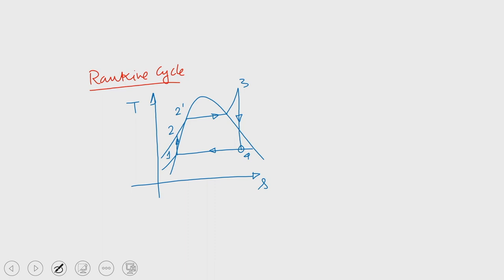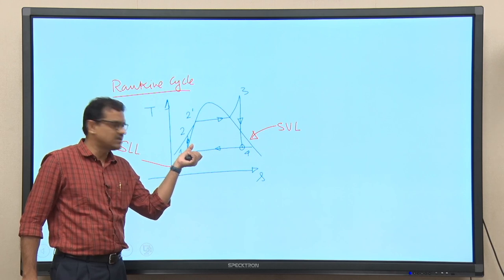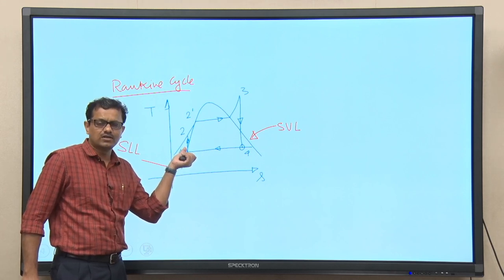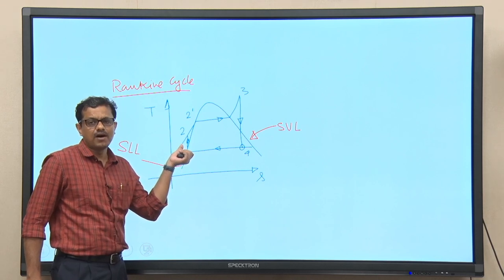You can see that point 1 is on the saturated liquid line. So, this is the saturated liquid line and this line is the saturated vapor line. So, point 1 is on the saturated liquid line. So, the condensation process is not now the partial condensation. The condensation process is getting terminated up to the saturated liquid state. So, now instead of using a compressor we can use a pump.